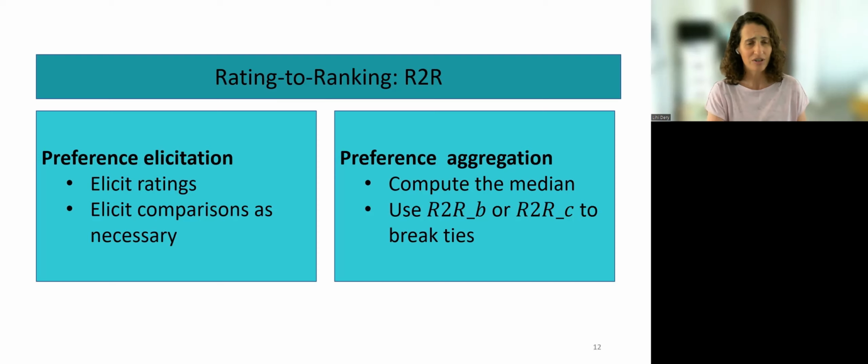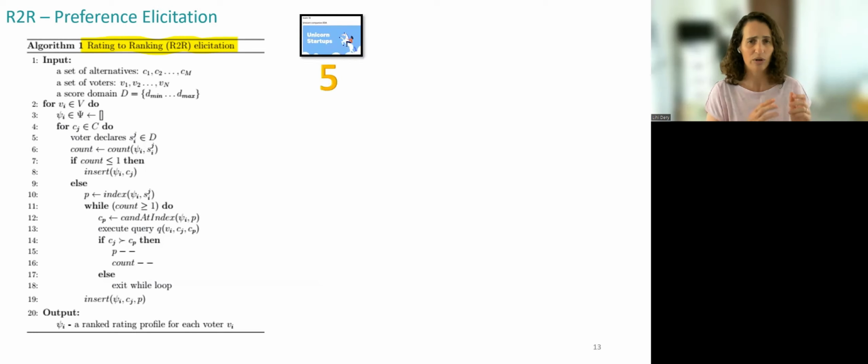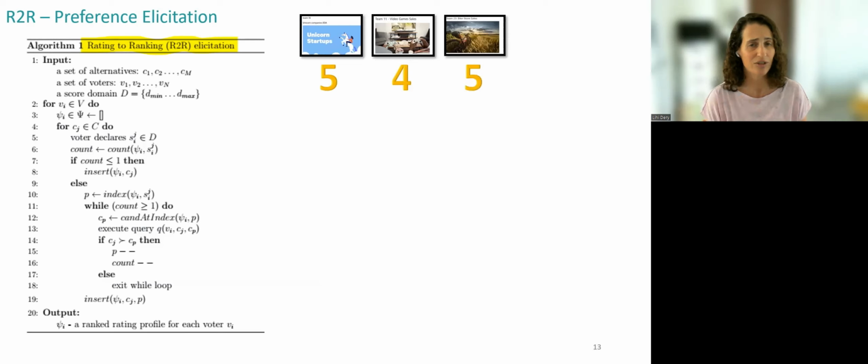So how does the preference elicitation work? The pseudocode is in the paper, but let's not dive into that. Let's look at a simple example. Let's say a student gives a score of 5 to one project and then a score of 4 to another project. And then when the third project is presented, the student again gives a grade of 5. So now we have two projects with the same score, a score of 5.